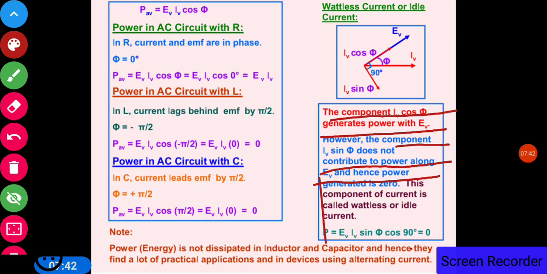So we can say that the wattless current means the current which flows through the circuit and there is no power dissipation. Such current is known as the wattless current, and the value of the wattless current is equal to I_V sin phi.